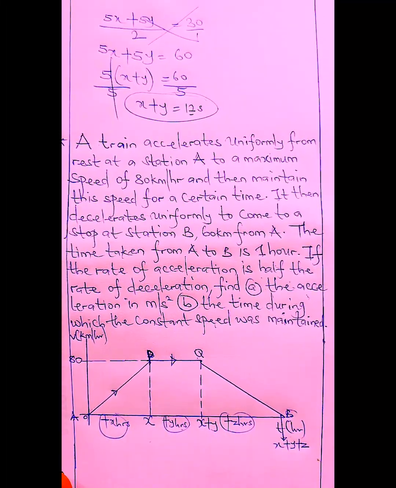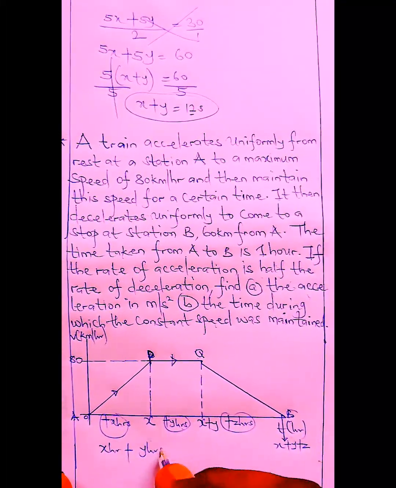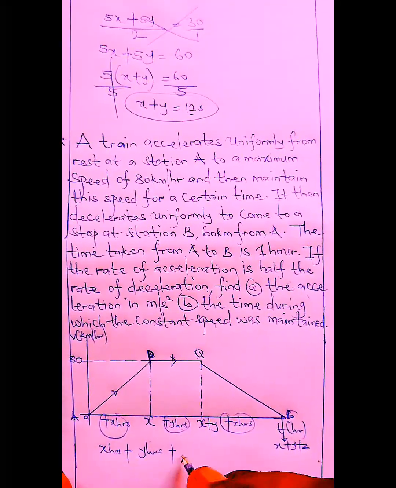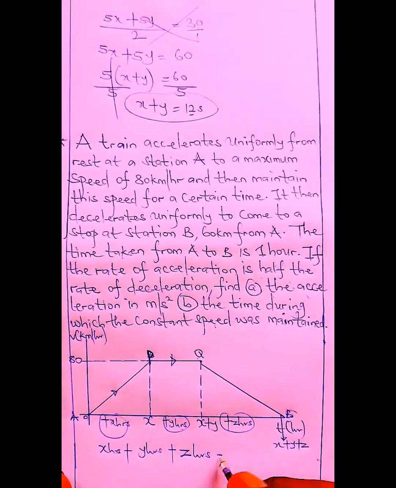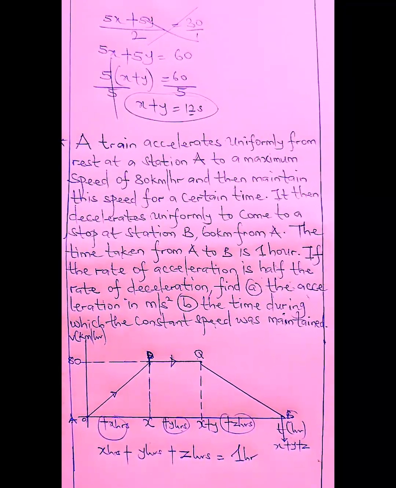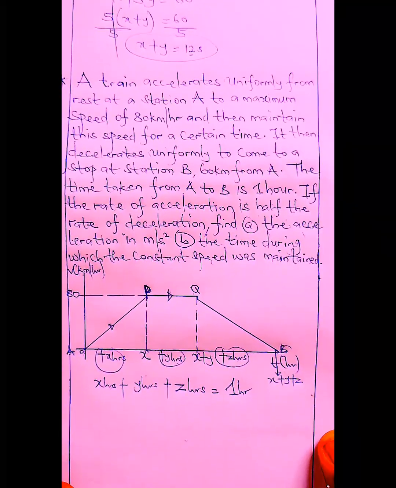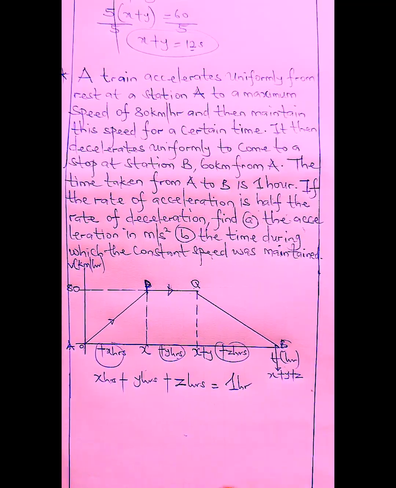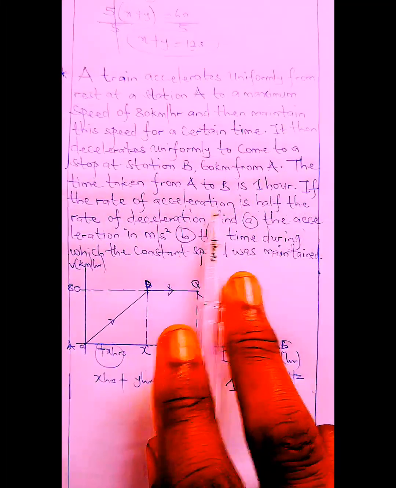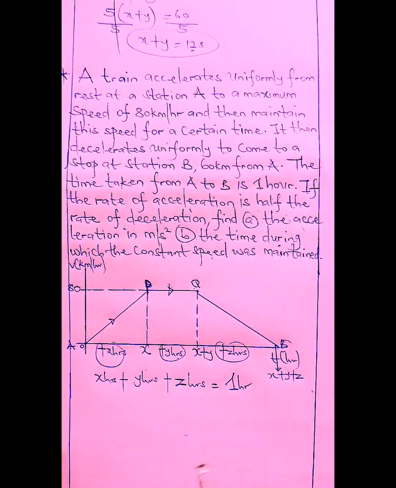So let's quickly write it out. X hours plus Y hours plus Z hours is equal to 1 hour. That's what we have, so this is already sorted. It took 1 hour the whole time. Then they also said something about the rate of acceleration and the rate of deceleration. Let's also interpret that line of the statement.